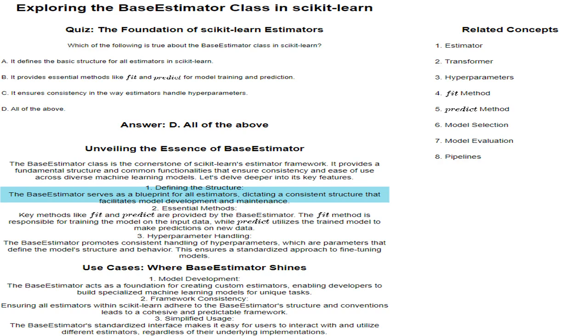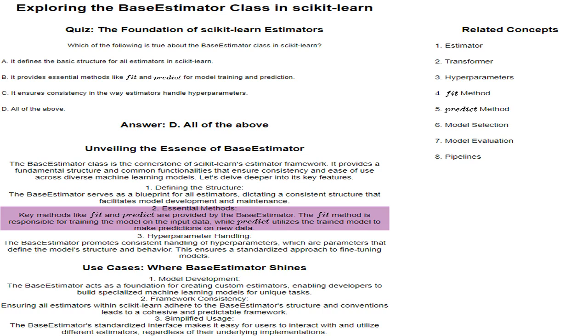Correct. Base estimator offers fundamental methods like fit and predict. The fit method is used to train the model on the input data, while the predict method utilizes the trained model to make predictions on new data. Key methods like fit and predict are provided by the base estimator.